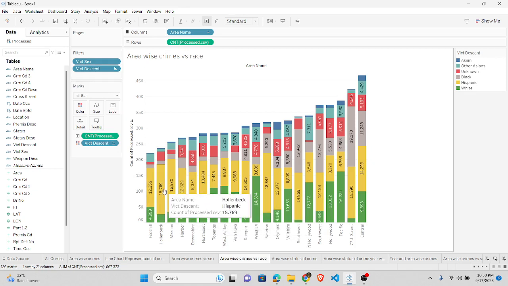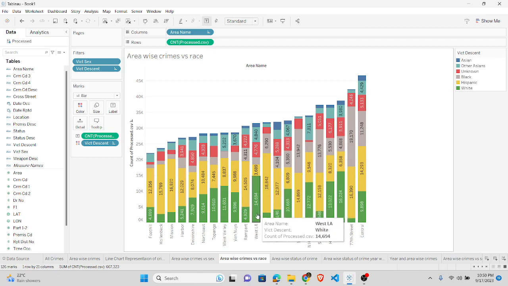Then we'll move on to the area-wise crimes versus race. For this visualization also, we use a stacked bar graph where we can see that in the left half, the regions are mostly present in the northern half of Los Angeles, where more Hispanic and white people have been victims of crimes. But as we move on to the southern regions of Los Angeles, we can see that a significant share of black people are also victims of crimes.